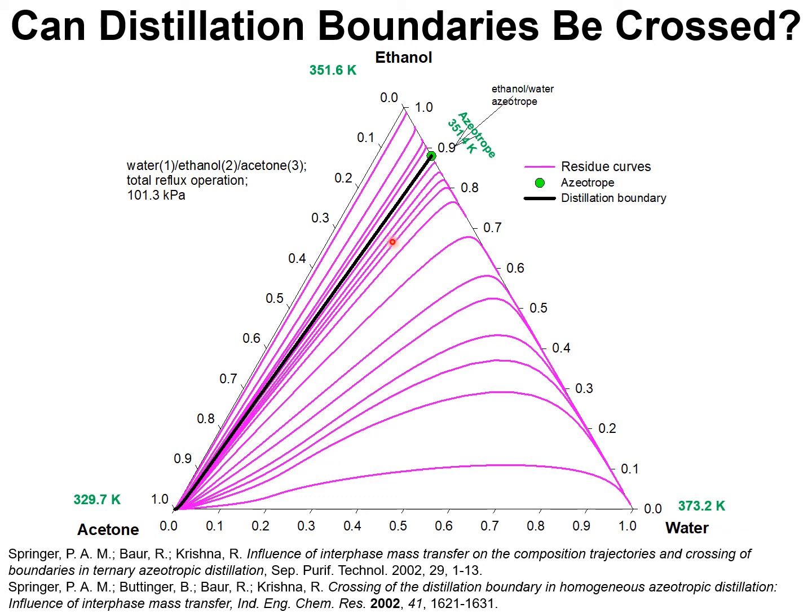We ask the question whether the distillation boundaries can be crossed because of coupled diffusion effects that were described for ternary gas mixtures and ternary liquid mixtures. This question was posed in the dissertation thesis of Martin Springer.